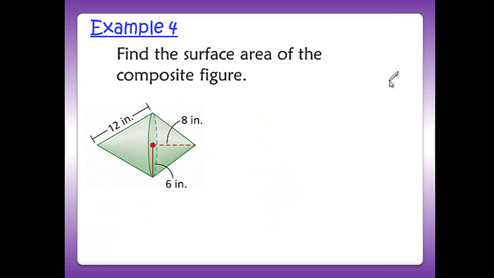One last example, we're going to find the surface area of a composite figure. Remember, a composite figure is several simple shapes put together to form some complex shape. But knowing the surface area formulas for cones, we can easily find the surface area of this composite because it is two cones put together.